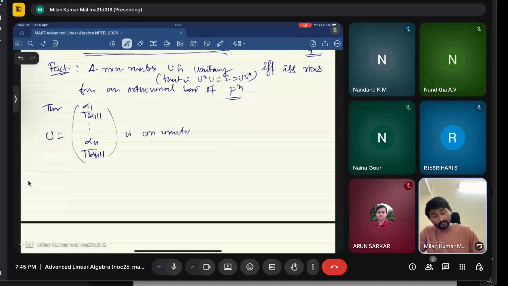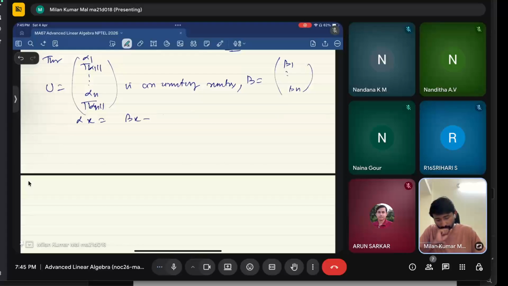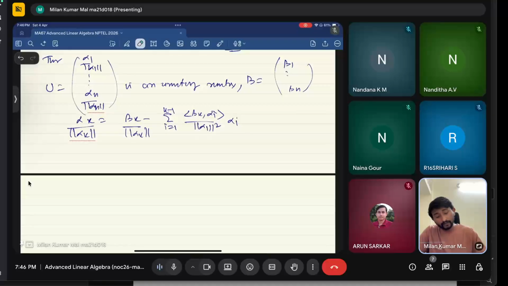On the other hand, B is equal to the matrix with rows beta 1 all the way to beta n. Now let's connect these things. For all k, we have beta k minus the summation over i equals 1 to k minus 1 of the inner product of beta k with alpha i, by norm of alpha i squared, times alpha i. Now if I divide by the norm of alpha k, that will be alpha k.